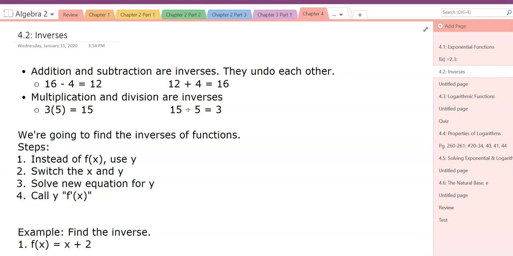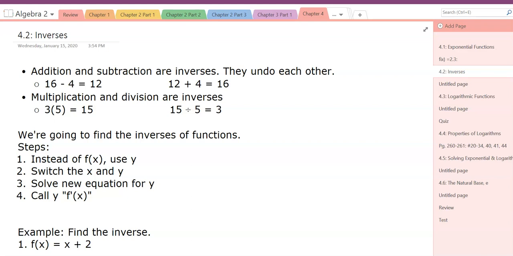So for this next section, we're going to talk about inverses and specifically how to find the equation of the line or the graph that would be the inverse of the function that they give you. So in the past, you've talked about inverses with addition and subtraction and then multiplication and division, kind of using the inverse to help you work with a certain problem.